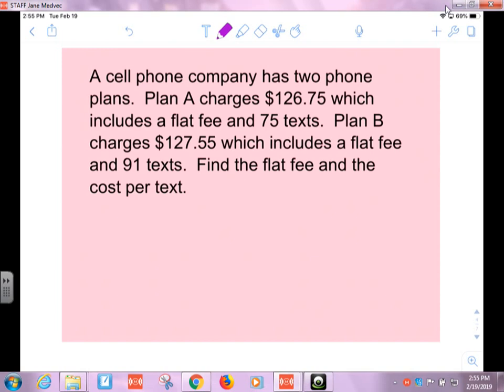What I'm going to do first of all is go ahead and define my variables. I've got x equals and I have y equals, and if you take a look at the end of the problem, they're asking me to find the flat fee and the cost per text. So I'm going to let x equal the cost of the flat fee.